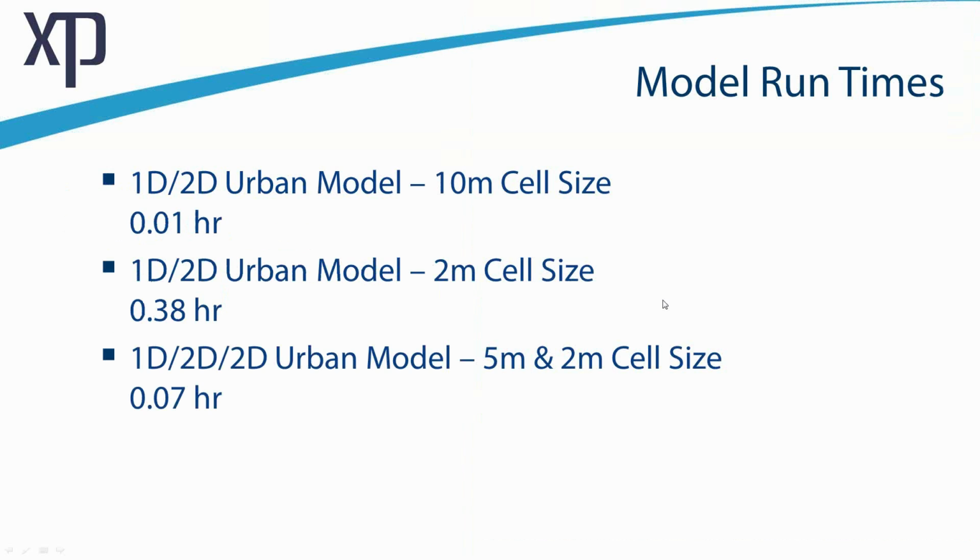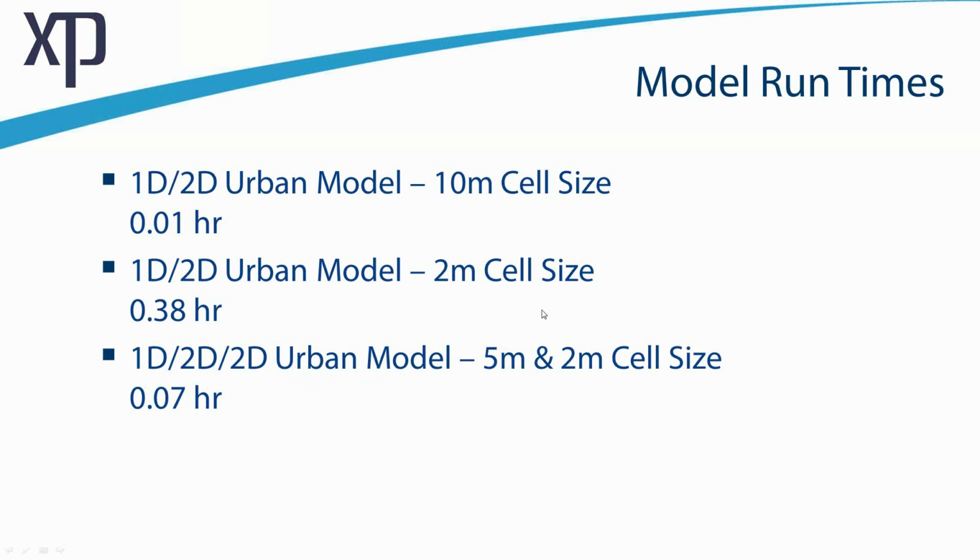So we've developed our 3 models, and what does that mean in terms of runtime? For this little model, which is a very quick running model, the 10-meter grid takes 0.01 of an hour. The fully 2-meter one, single grid 2-meter model takes 0.38 hours. And then the 5 and 2-meter one takes 0.07 hours. So if the 0.38 was too long, although that's very quick, but if that was a larger model, then you need to move to embedding your 2-meter resolution into where you want it for your area of interest. And that will reduce your runtime significantly in a model of this nature.